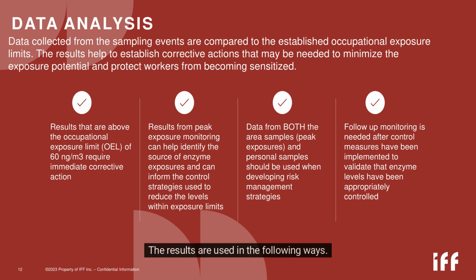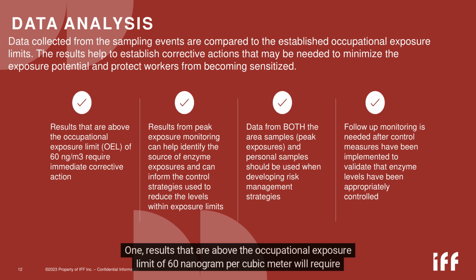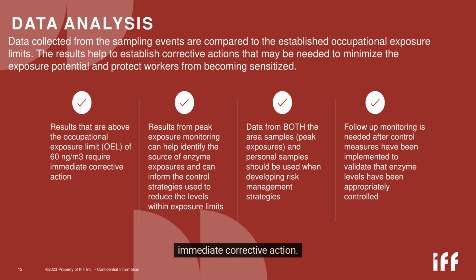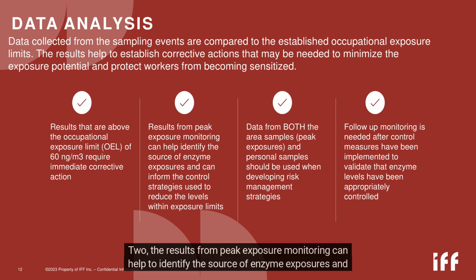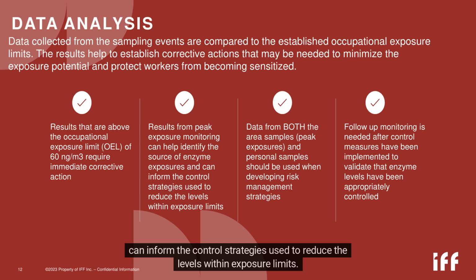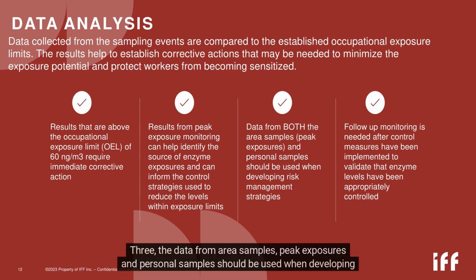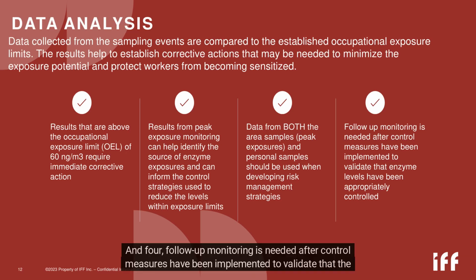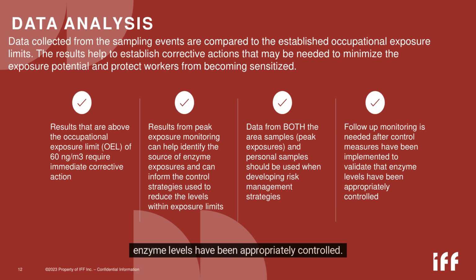The results are used in the following ways. 1. Results that are above the occupational exposure limit of 60 nanogram per cubic meter will require immediate corrective action. 2. The results from peak exposure monitoring can help to identify the source of enzyme exposures and can inform the control strategies used to reduce the levels within exposure limits. 3. The data from area samples, peak exposures, and personal samples should be used when developing your risk management strategy. And 4. Follow-up monitoring is needed after control measures have been implemented to validate that the enzyme levels have been appropriately controlled.